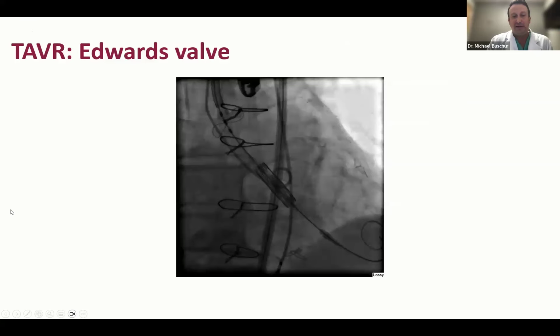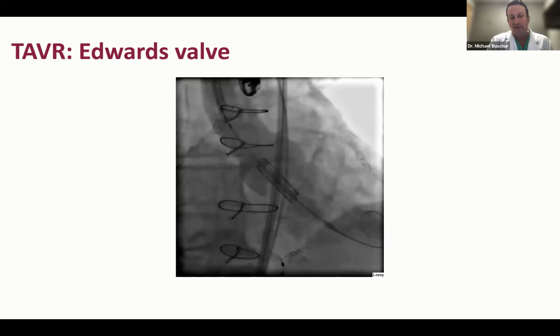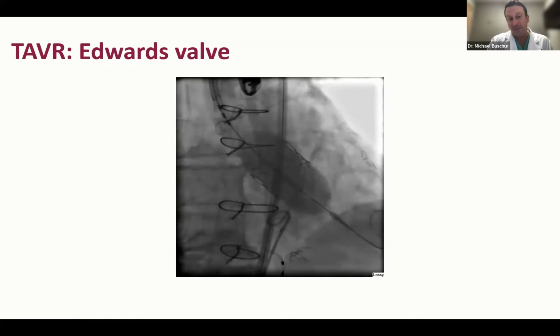So this is a nice slide. This is the Edwards valve, which is a balloon expandable. And we'll play the video here in a second. You can see the valve is crimped down on a balloon. And then once we're in the right spot, we actually slowly inflate the balloon with manual inflation. And you'll be able to see the valve slowly inflate as the balloon inflates the valve. Once it's fully expanded, that balloon actually comes out and the valve stays in place. The valve gets anchored in by the old valve that was failing, by the native heart valve.